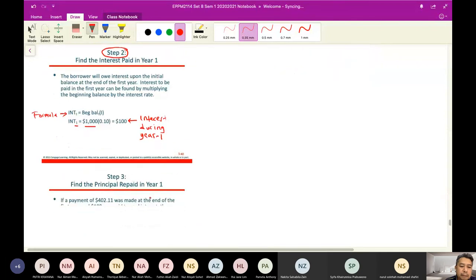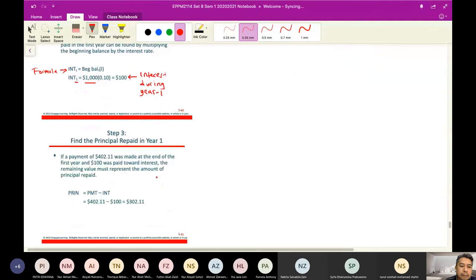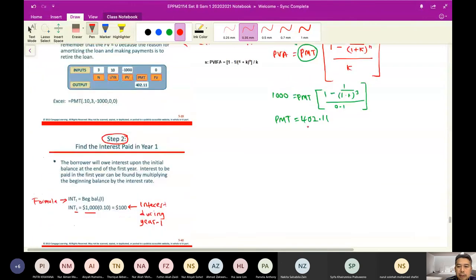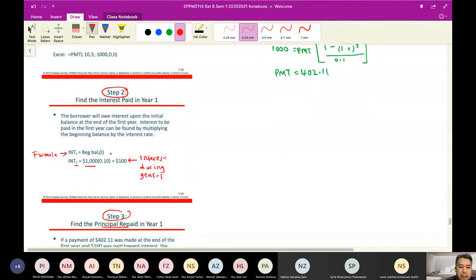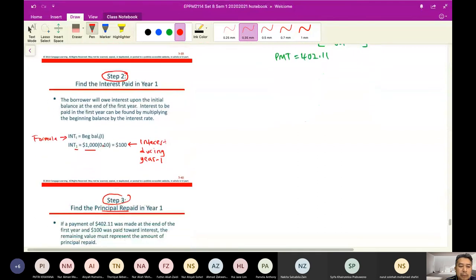What is step three? This is step three. You need to find the principal repaid. This is the formula. Principal is payment minus interest. This is the payment. We already figure out the payment over here, minus the interest. Interest we figure out in step two.